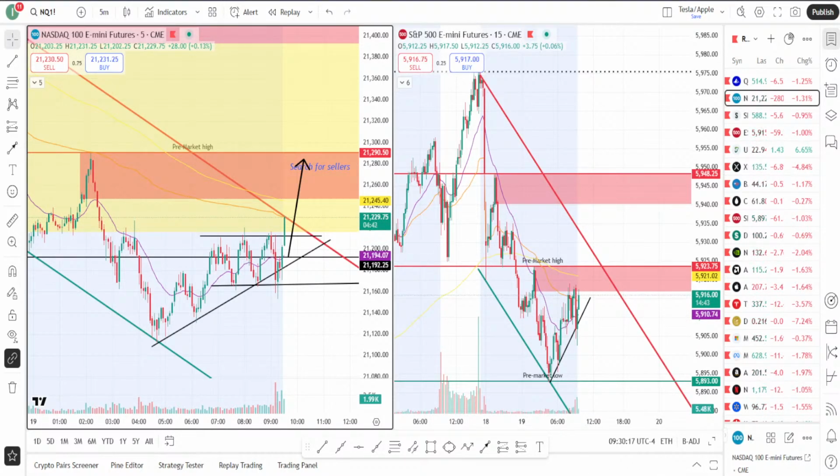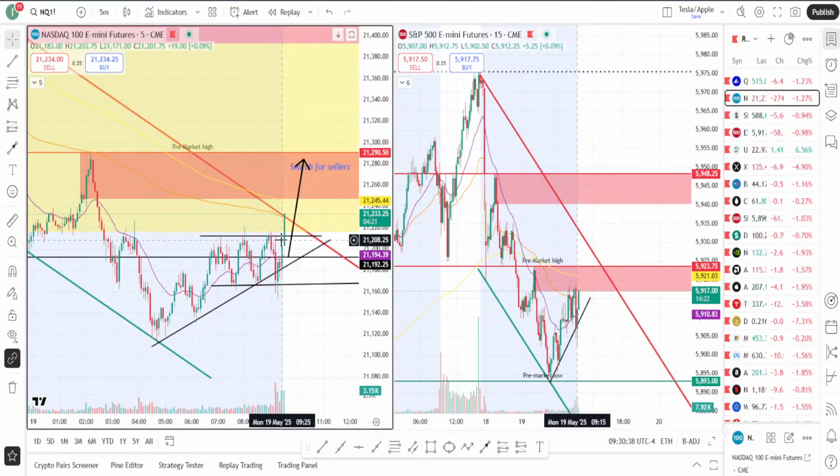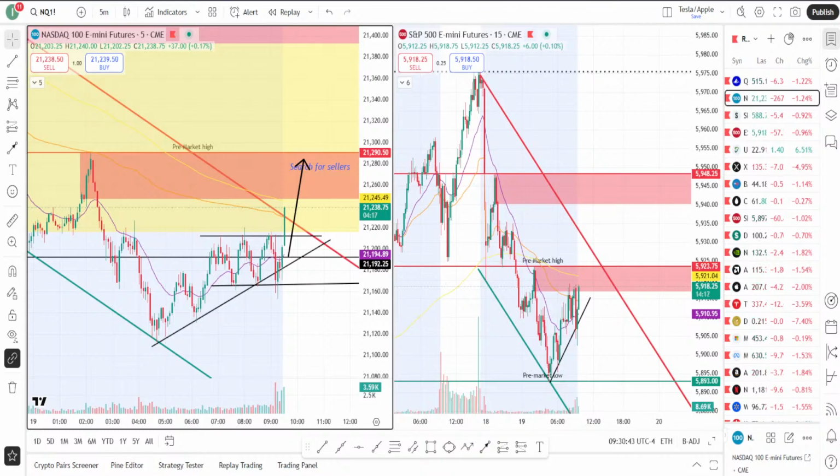There she is, ripping. There she is at open. See, we're gonna tap into that supply zone.